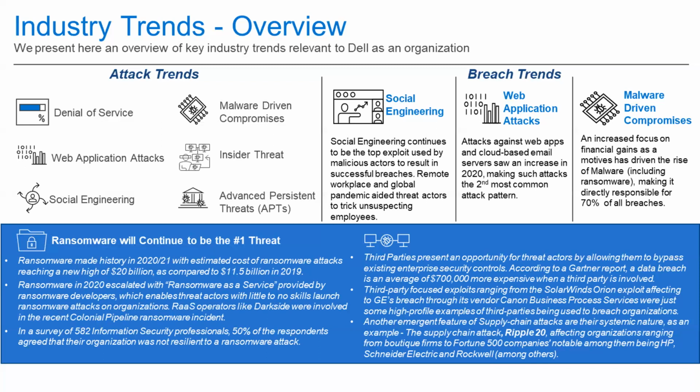We also see web application attacks. These are going to be web servers and such. That's the second most common one out there, in which we are attacking different websites, particularly ones that are housing some kind of database and collecting information that may be of use to us as threat actors. And then last but not least is malware driven. We've seen a big increase in this, where it's directly responsible for about 70% of all breaches.